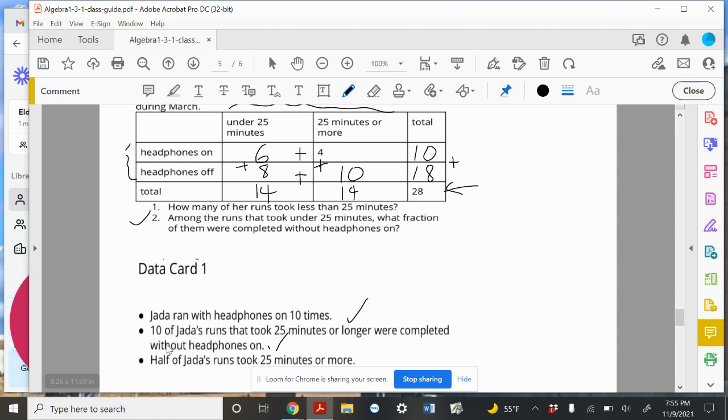Now notice that half of Jada's runs took 25 minutes or more. Half of her total runs was 25 minutes or more, and the other half, of course, was under 25 minutes. So we can see that that matches up with this last half. We really didn't need this information to figure that out. So it's just extraneous information. We'll go through one more data card as an example, and then you should be able to complete your homework assignment.